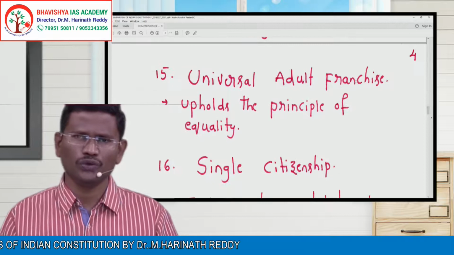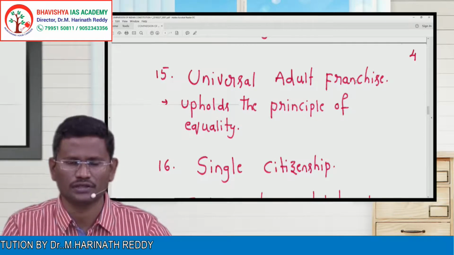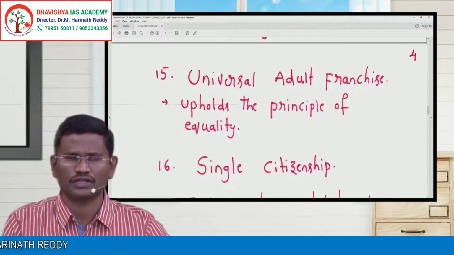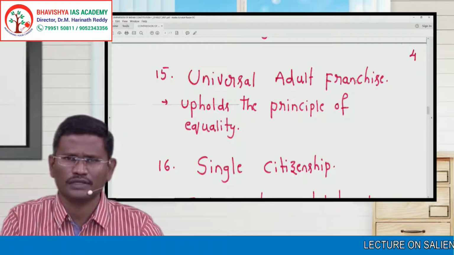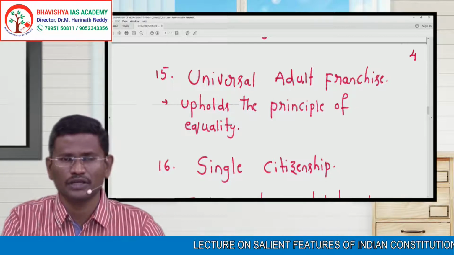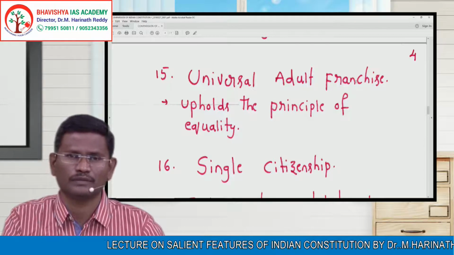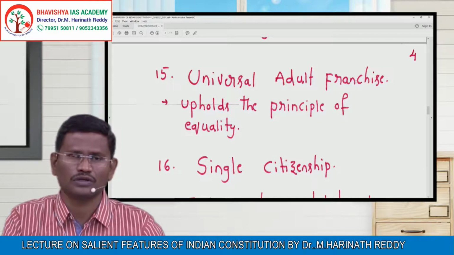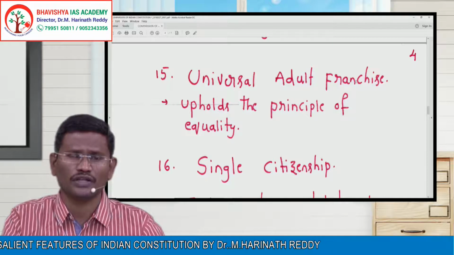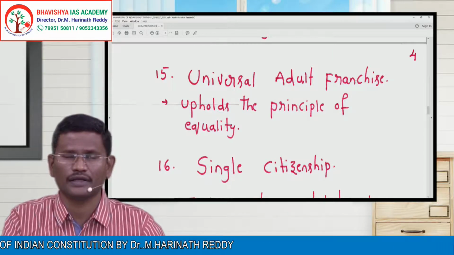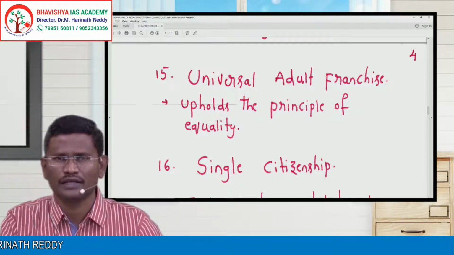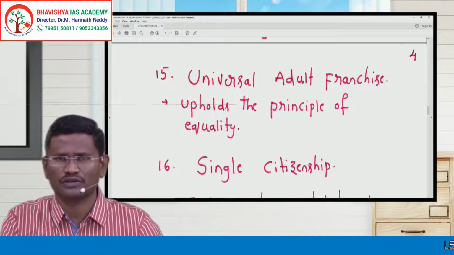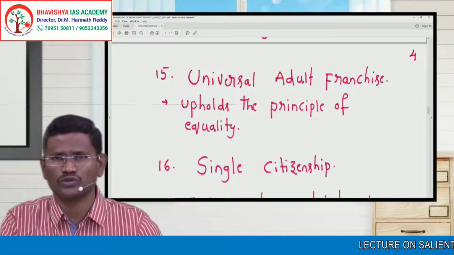Then universal adult franchise. The right to vote to all the citizens irrespective of religion, ethnicity, gender. Remember, even in United Kingdom, it took centuries for the women to get equal right to vote on par with men. Even in America, from day one of the implementation of the Constitution, from 1789, the women did not have the right to vote.